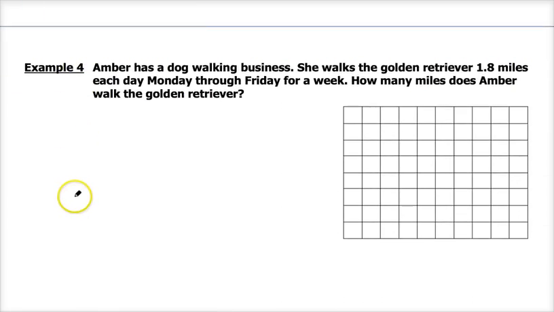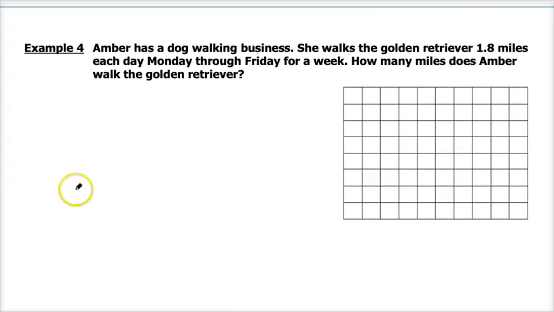Okay, the last problem is a word problem. It says, Amber has a dog walking business. She walks the Golden Retriever 1.8 miles each day, Monday through Friday for a week. How many miles does Amber walk the Golden Retriever? So the way you can tell this is a multiplication problem is 1.8 miles each day. That word each there typically means multiply anytime you see it in a word problem. We're going to multiply the number of miles she went in one day by the number of days she actually walked the dog.